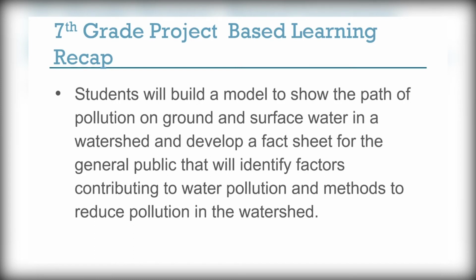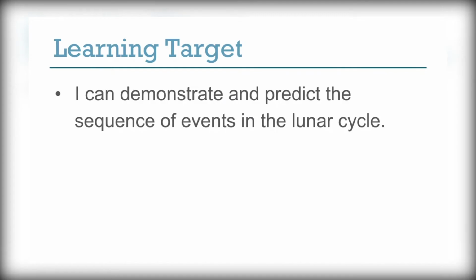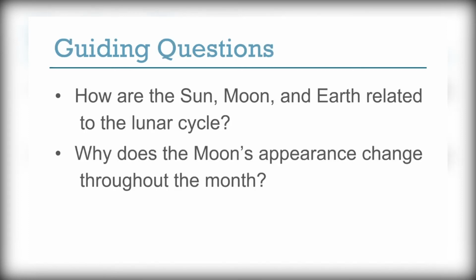Okay, let's go on to 8th grade. In 8th grade, the learning target for this week is I can demonstrate and predict the sequence of events in the lunar cycle. Here are some guiding questions. How are the sun, moon, and earth related to the lunar cycle? Why does the moon's appearance change throughout the month?